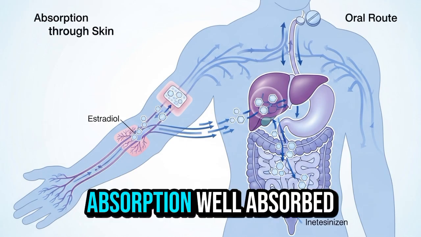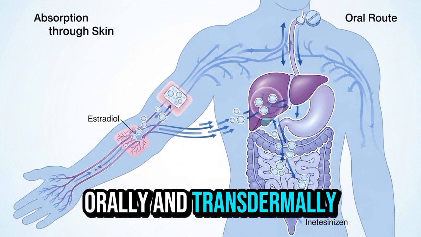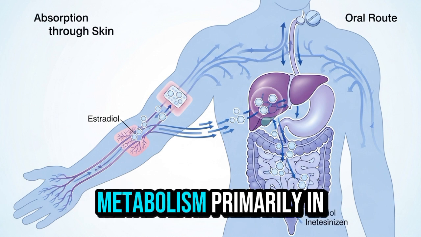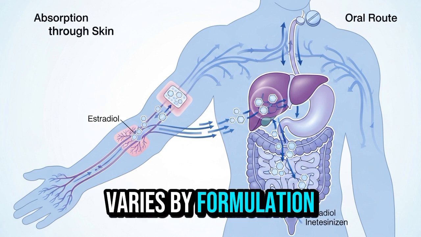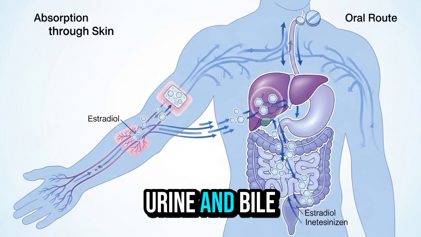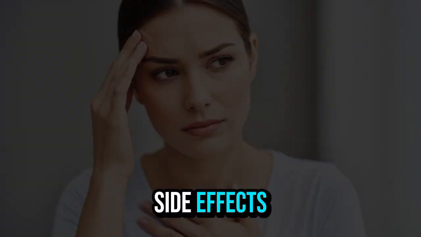Pharmacokinetics. Absorption: well absorbed orally and transdermally. Metabolism: primarily in the liver. Half-life: approximately 13 to 20 hours, varies by formulation. Excretion: urine and bile. Side effects.